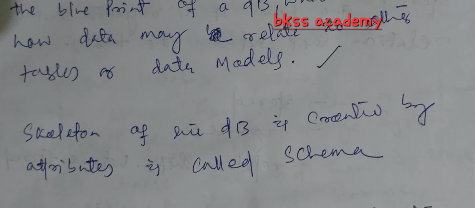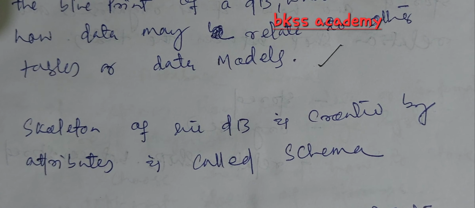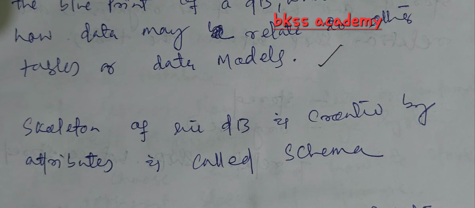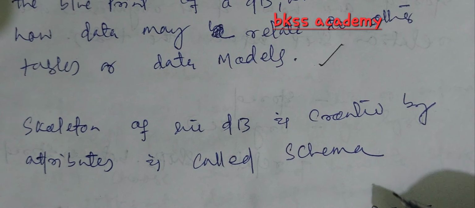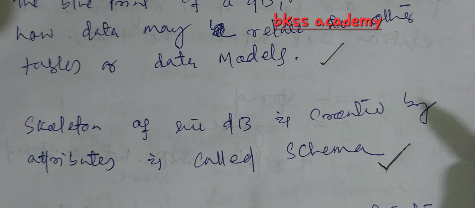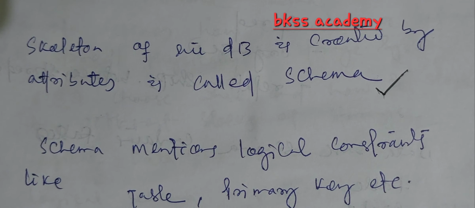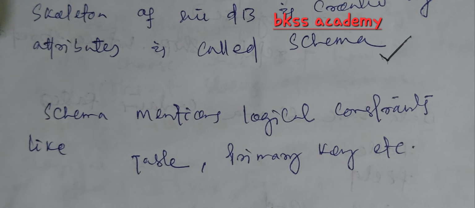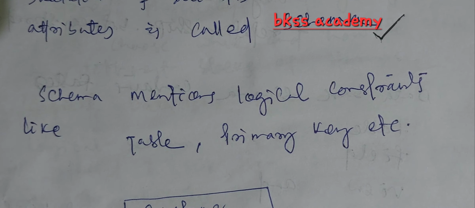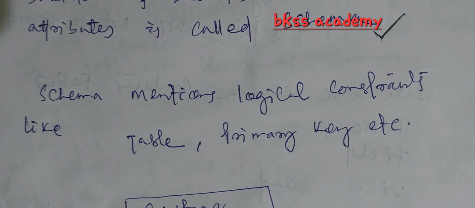Similarly, the skeleton of a database which is created by attributes is called a schema. This is another important definition. Schema mentions logical constraints like table, primary key, etc.